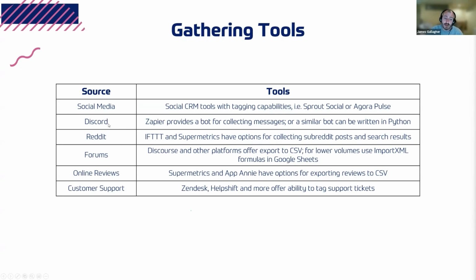Discord is a challenging one, but there's a service called Zapier, or Zapier, I'm not sure how you pronounce it. They provide a bot, which means you can collect messages into a Google Sheet, or you can write a similar bot yourself in Python if you have that kind of skill. But essentially, with all of these different platforms, there's usually a tool or a service that enables you to either export comments to CSV that can be plugged into Google Sheets, or do it in these automated ways with bots and scraping tools. These are the sort of things that we use just to help streamline things.